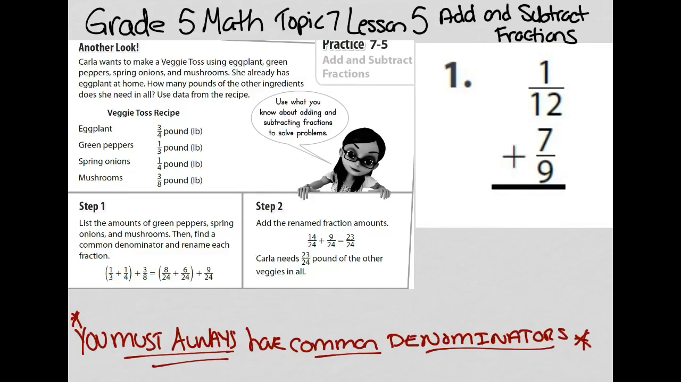Grade 5 Math, Topic 7, Lesson 5, Add and Subtract Fractions. This video is a review from what you previously learned this year on adding and subtracting fractions in 5th grade. I'm going to do a few worked examples with you to refresh your memory.